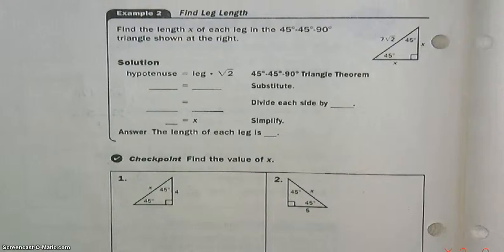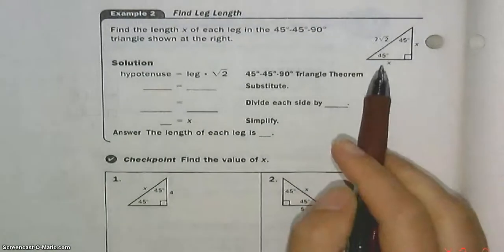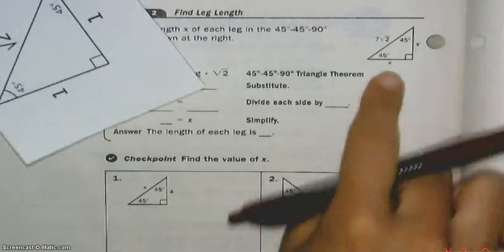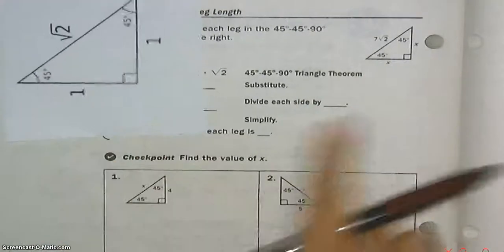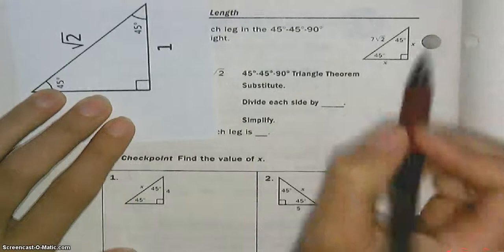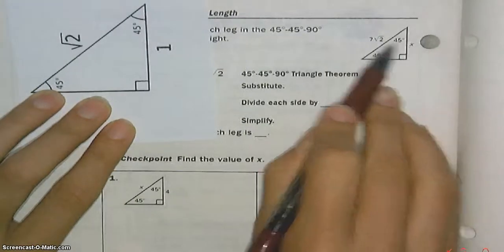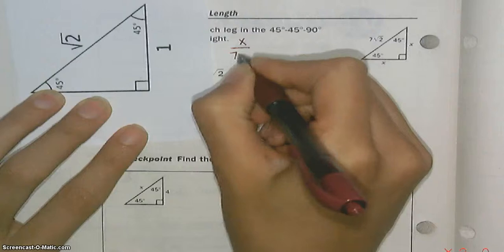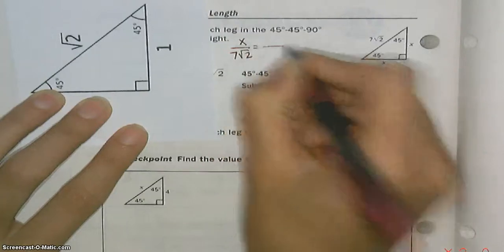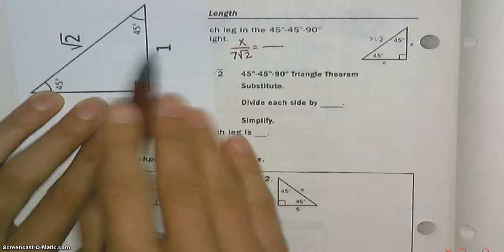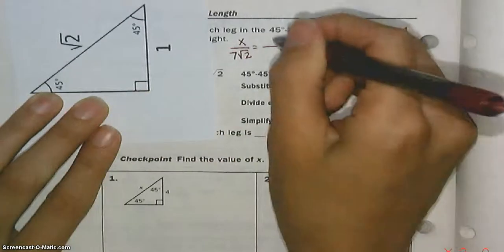Right, now here, we're looking for the leg. Now maybe you already know what it is, and you can write that down. But if you don't know, turn your 45, 45, 90 triangle so it looks like this. We know these are similar, so let's write an equation or a proportion. X is to 7 root 2 as 1 is to root 2.